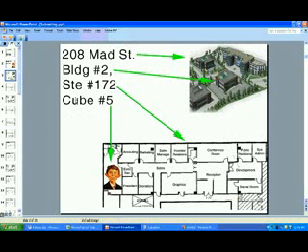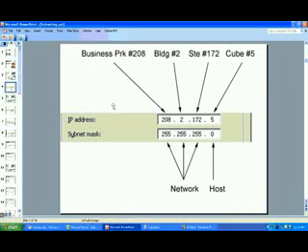I would find Alfred by driving to a business park, which is nothing more than a network of buildings, and then I might go to Building 2, which I've picked out arbitrarily, and that would be a network of offices. Then I would go to Suite 172, which is nothing more than a network of cubes, until I found Alfred at the end in Cube 5. So that's really how TCP/IP works, but we can't put walls up.